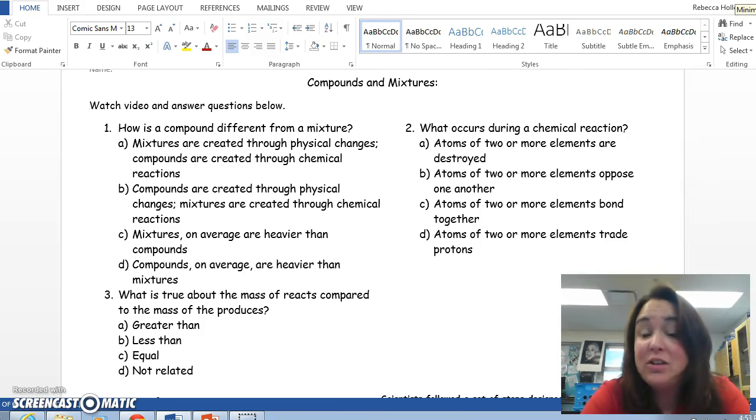How is a compound different from a mixture? Two would be what occurs during a chemical reaction. And three, what is true about the mass of reactants compared to the mass of products? When you're done, show me, and I'll see how you do before you move on to your next station. Very good.